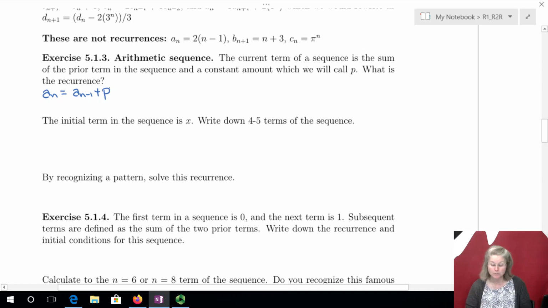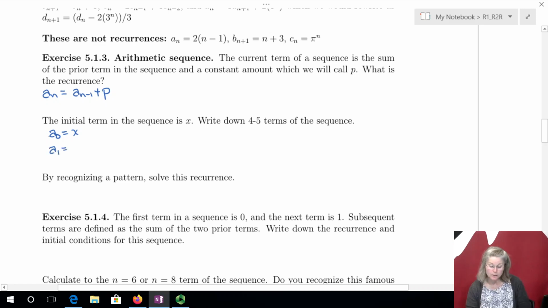So we get this recurrence, a_n is equal to a_(n-1) plus p. So this would be our recurrence for that statement. Now we know the initial term of the sequence is x, so this is the initial condition. We get a_0 is equal to x, and we would like to write down 4 to 5 terms in this sequence. So the first term I'm going to write down is a_1.